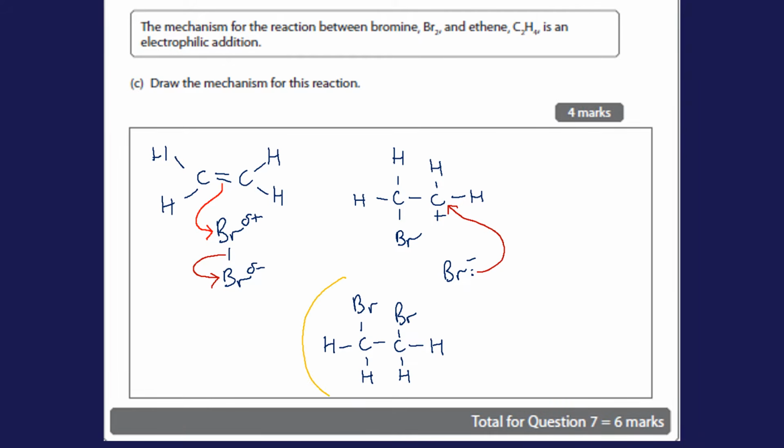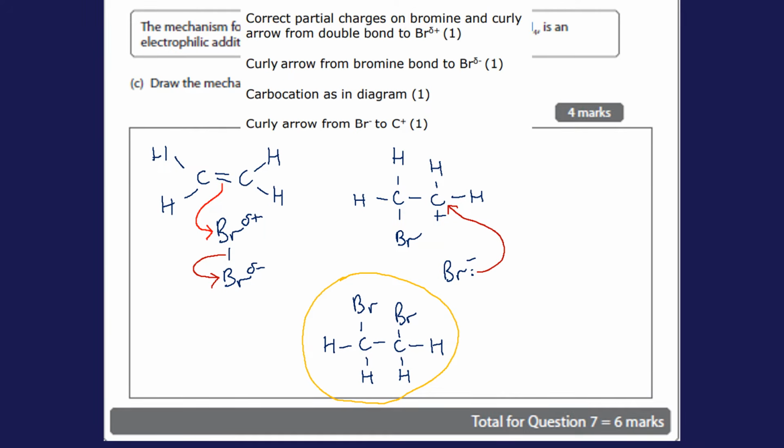If it's annoying you that I've drawn them up the top, it doesn't matter as long as there's one bromine on either carbon. I can draw them on the top or the bottom or the left or the right. It doesn't matter. There's the mark scheme. That's where my 4 marks come from. So correct partial charges on the bromine. Yes, I did. My delta plus, delta minus. A curly arrow from the bromine bond to the Br. Yes, I've done that. That's my second mark.